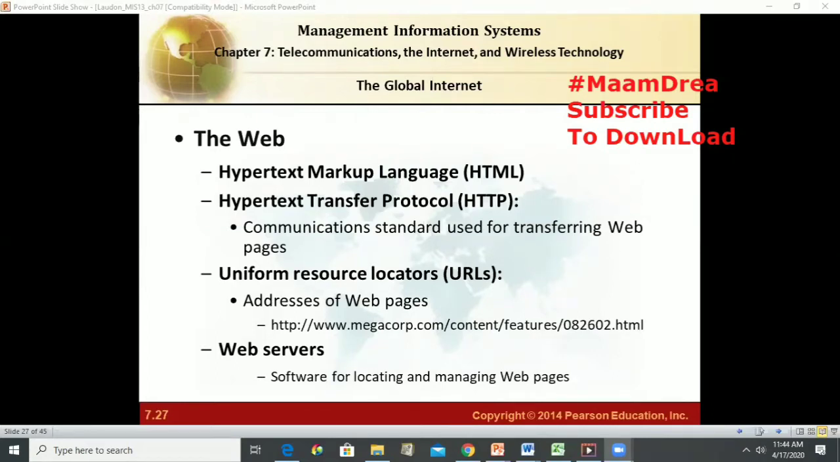And then with this text markup language, we are able to transmit to the user's web browsers by the HTTP or the hypertext transfer protocol, which is actually defined as the communication standard used for transferring the web pages. Web page addresses or URLs, the uniform resource locators, are composed of the domain of the website and then the file locations of the individual web pages. How have you been able to make a web page visible to the others on the web?